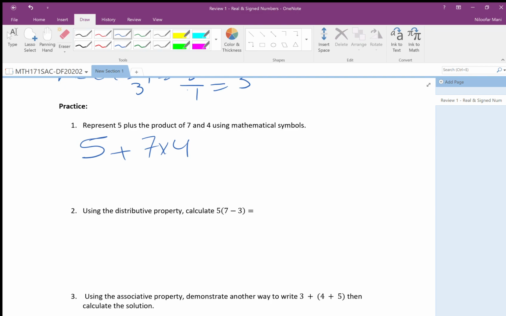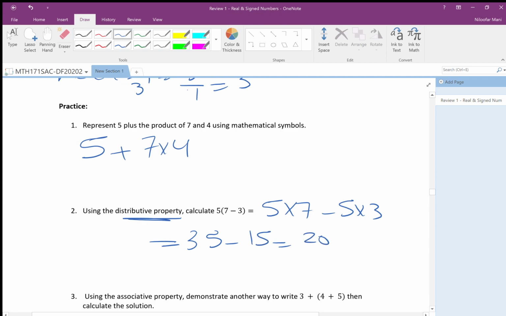Using distributive property, calculate this. Using BEDMAS, you calculate it differently, but it says distributive property. So I have to say 5 times 7 minus 5 times 3. I distribute it. So it is 35 minus 15, which is 20. But from the very first place, I can say 7 minus 3 is 4, and 5 times 4 is 20, and I want you to do that when I teach you BEDMAS. We want to follow BEDMAS every time.